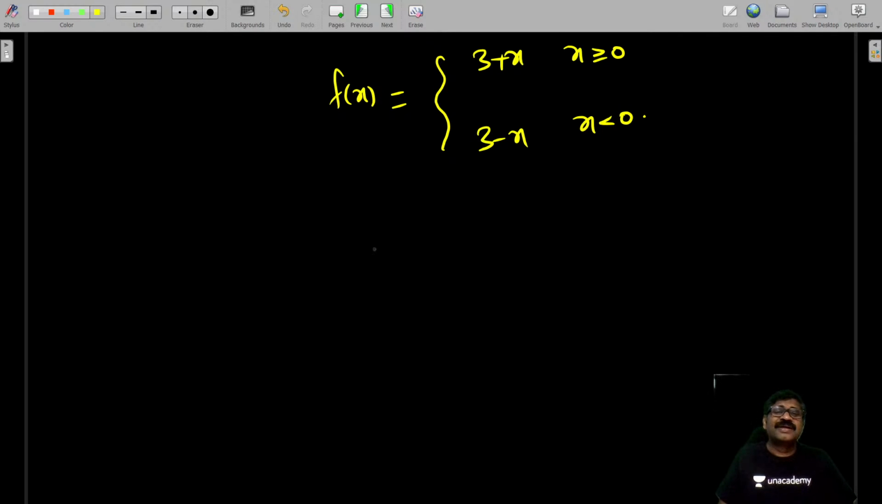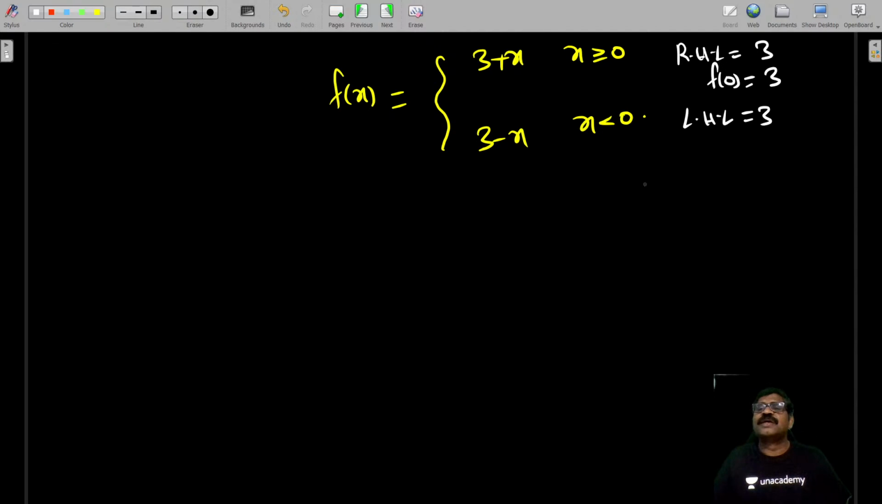Now, if you examine the right hand limit at x equal to 0, 3. Left hand limit 3. Functional value at 0, 3. Left hand limit equal to right hand limit equal to functional value. All are equal. Therefore, f of x is continuous at x equal to 0.